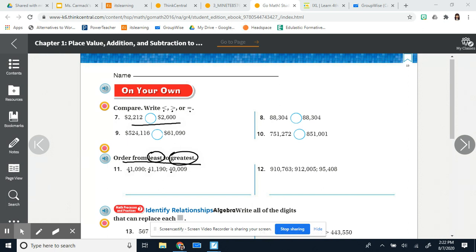So just remember, if you don't want to use a number line or even a place value chart, sometimes I like to stack them like this on top of each other. So that might be something you want to do. Just for me, I like to go the quickest way. So if you want to stack them like this, sometimes it helps you to compare better. So I strongly recommend doing that on your homework.